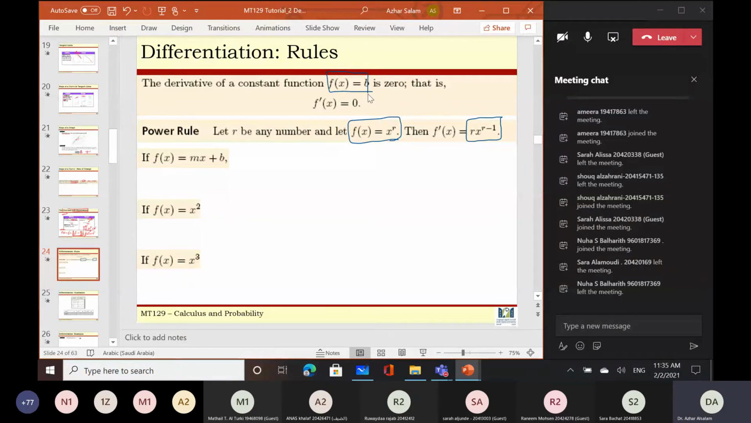If I have only a number, I call it the constant function, which has only a number. For example, here f of x equals b. The derivative, if I differentiate, will be 0. The derivative of any constant number is 0.